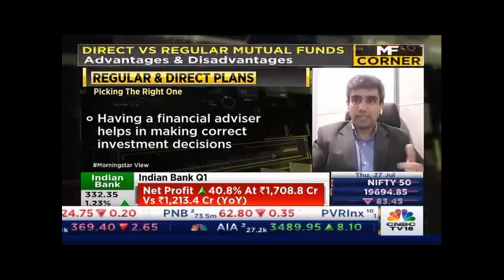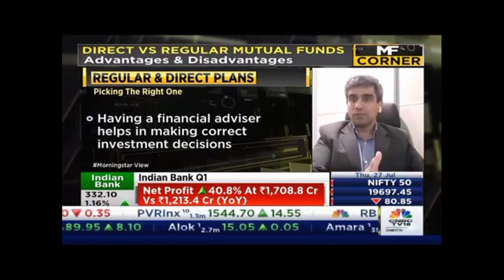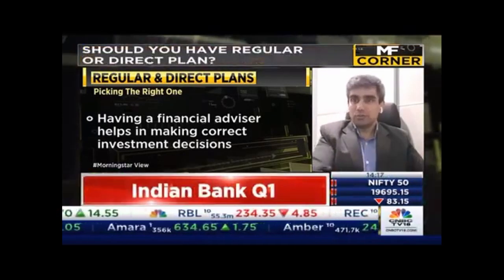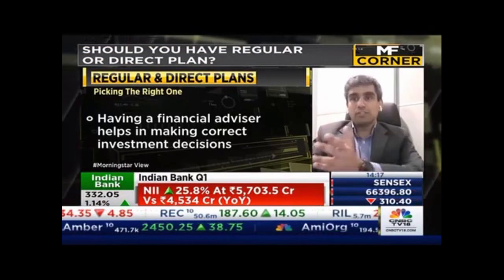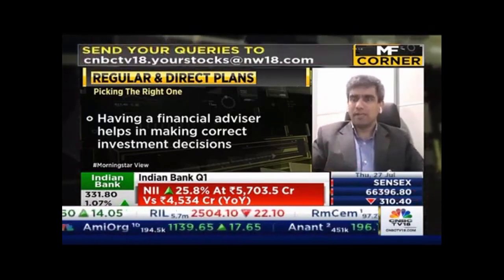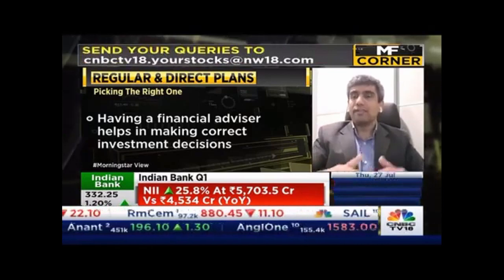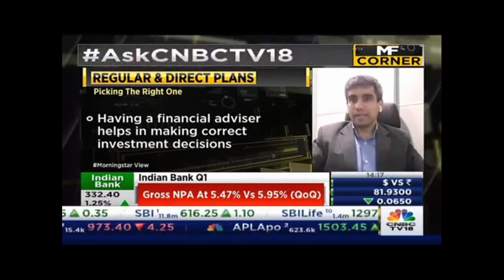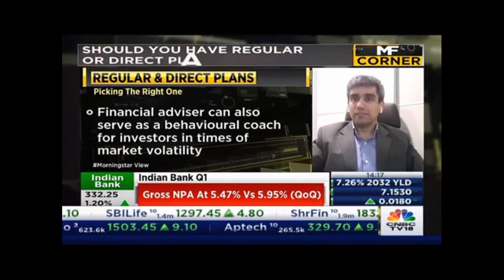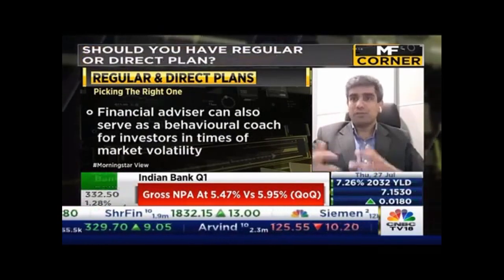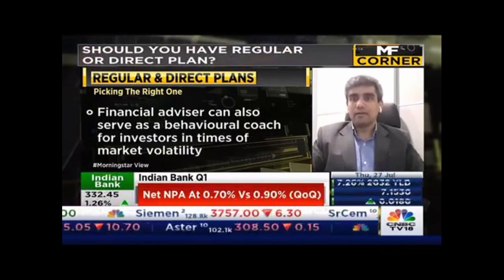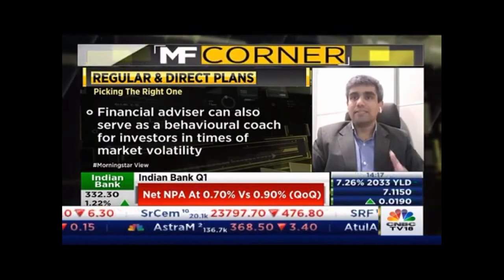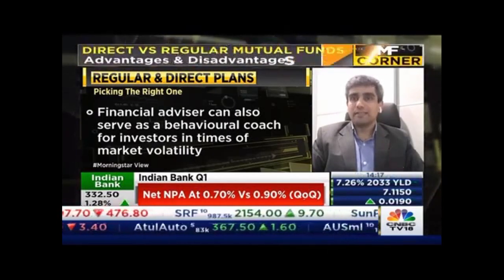Obviously, there are two ways of doing it. You can work with a mutual fund distributor who would then advise you to put your money into a regular plan. There is also an alternative way, which unfortunately is not very popular in India right now, through a registered investment advisor, who will guide you towards a direct plan, but will charge you an advice fee over and above that. But that's a choice investors need to make when they're looking at it. But definitely seek professional advice. I think that is key.